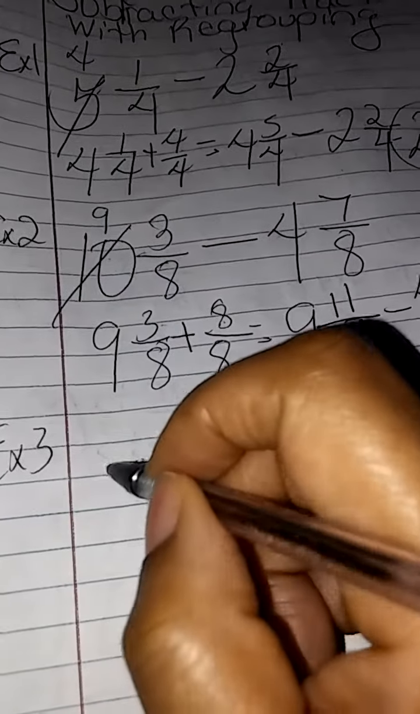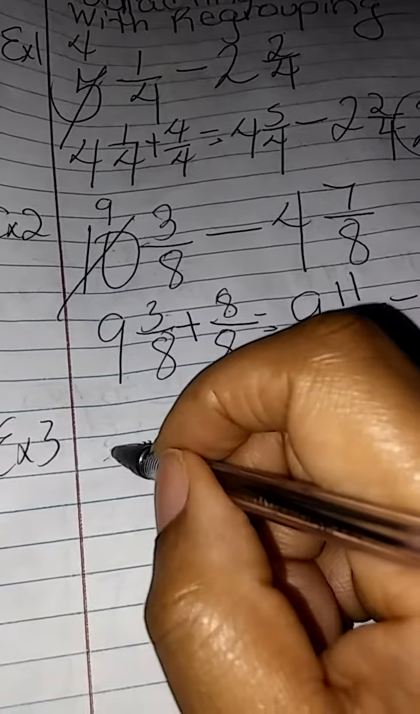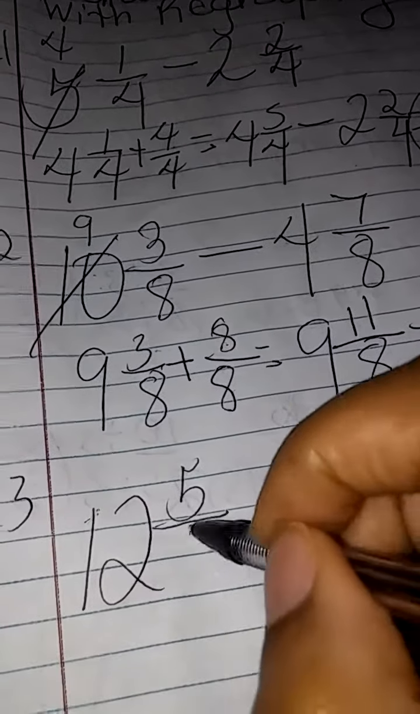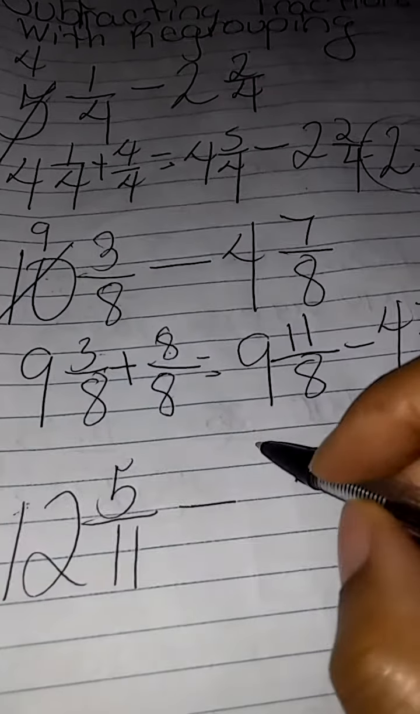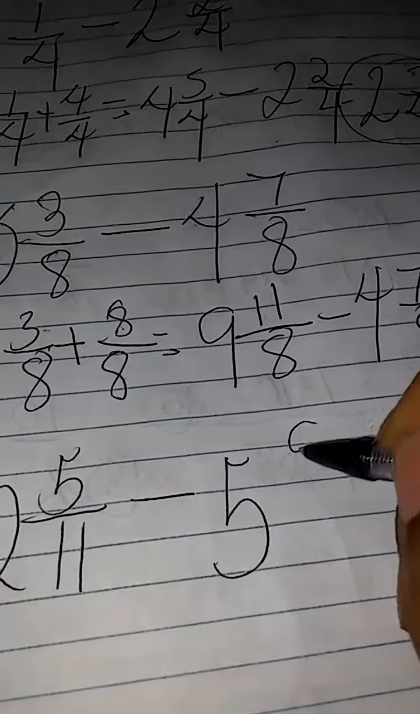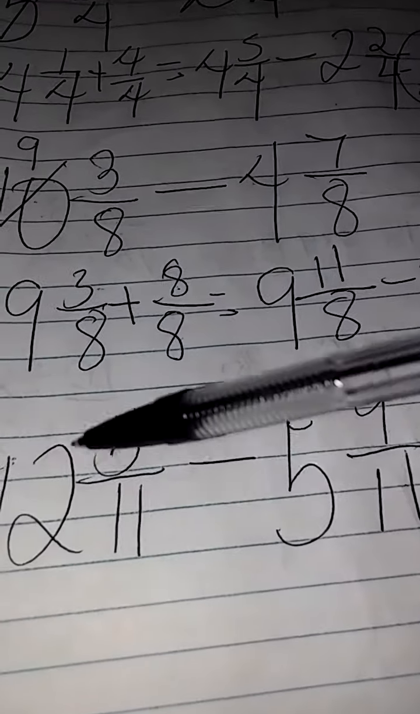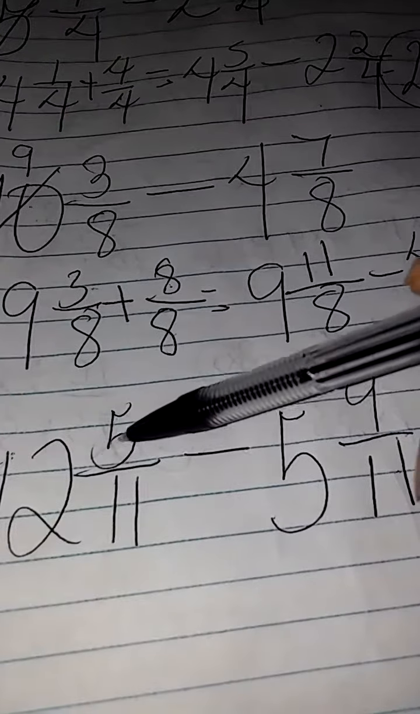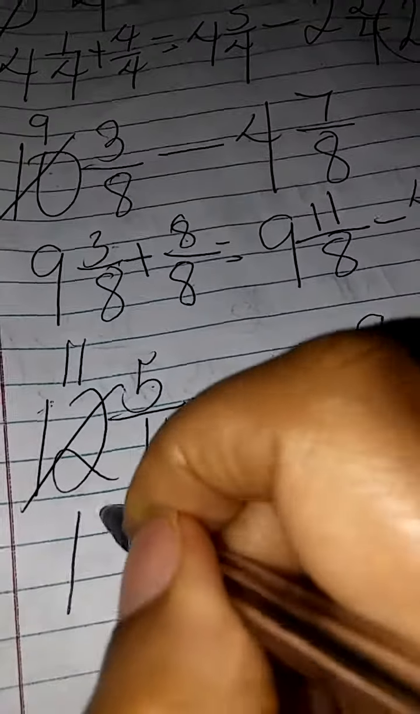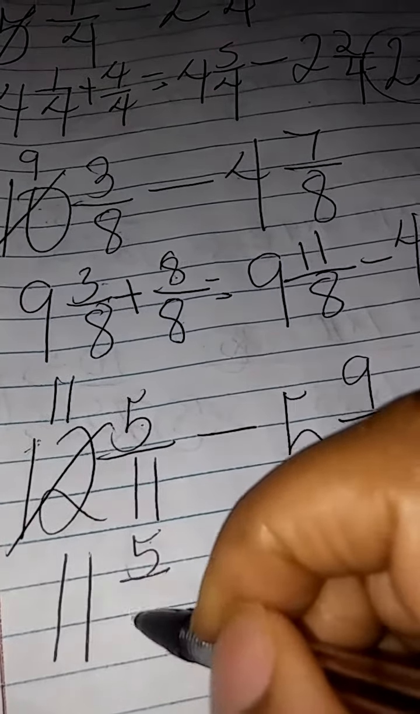Okay, so why don't you try this one on your own? I'm going to continue on and do it, but you should pause it. So let's say I have 12 and 5/11s minus 5 and 9/11s. Denominators are the same. I cannot take 9 from 5. So I'm going to borrow 1, making that 11. That leaves me with 11 and 5/11s.